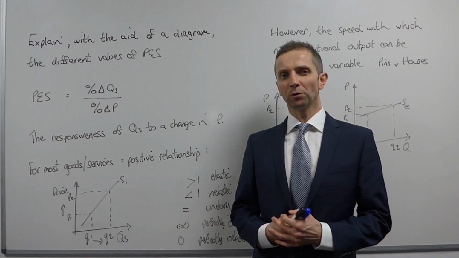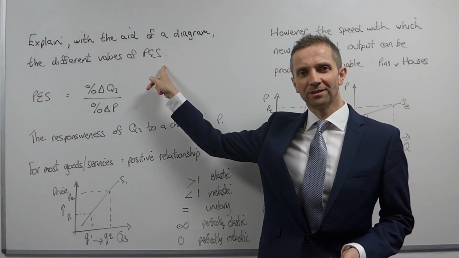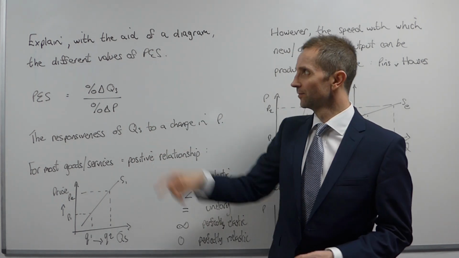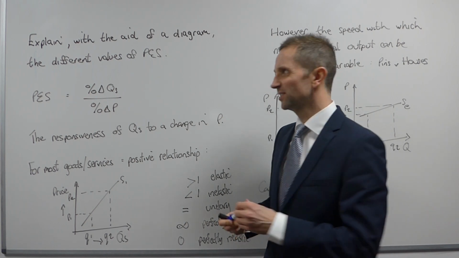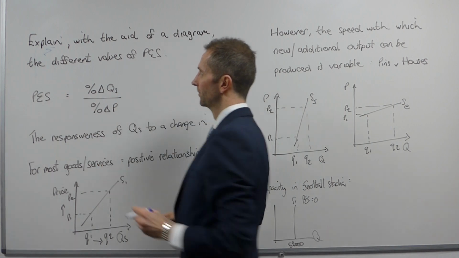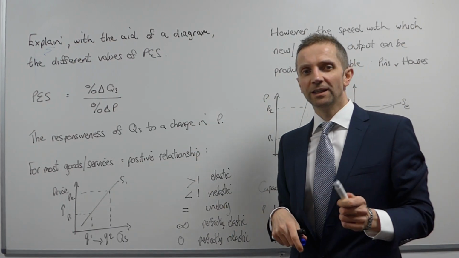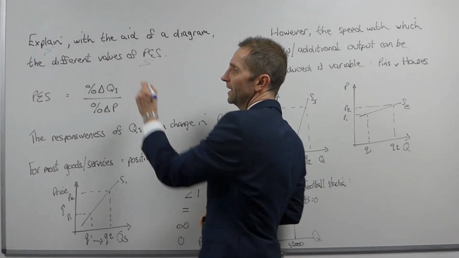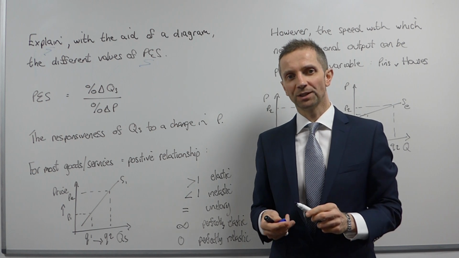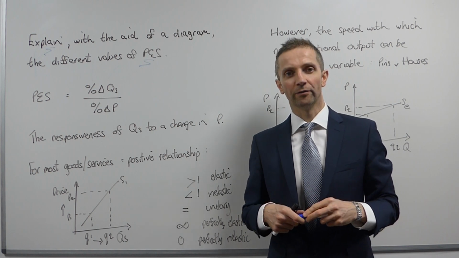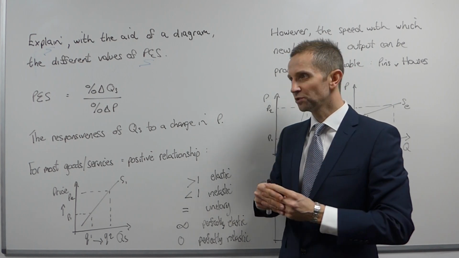Still focusing on microeconomics, and today we are looking at this particular criterion from the A-level spec. Explain. Remember, scratch the surface, understanding. Directive word. With the aid of a diagram, numerous diagrams that we can use, the different values of PES. As you will well know, I'm sure, that is price elasticity of supply. So, without further ado, let's jump straight into this.